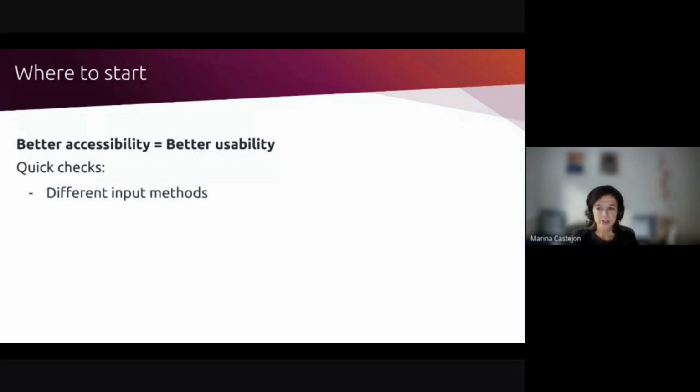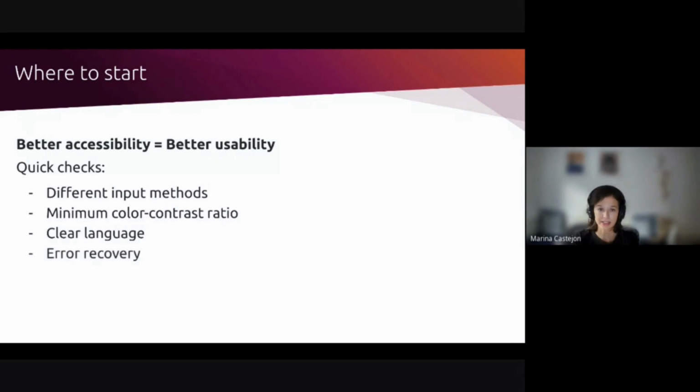Can a user interact with the system using different input methods, different from a mouse? You can quickly check this, for example, by trying to use the system with a keyboard only. On the visual design side of things, does the UI respect the minimum color contrast ratio? Is the language easy to understand? Content design is really key for accessibility. Are error messages clear? Does the system explain what went wrong to the user, and how can the user recover from that error state?